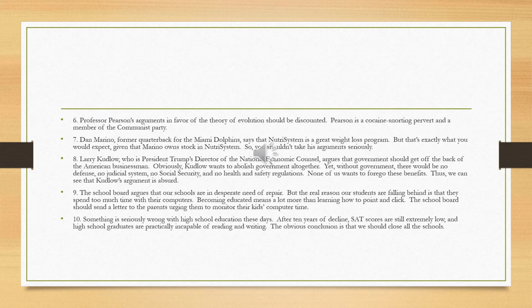So the argument against the person focuses on something that is irrelevant, which is the person making the argument, rather than what is relevant, which is: do the person's premises support their conclusion?